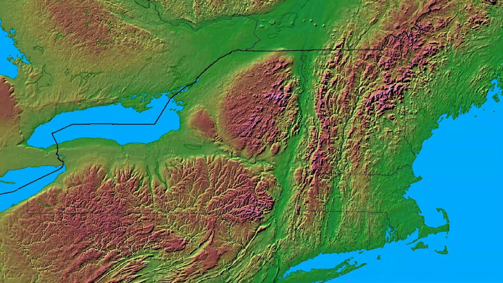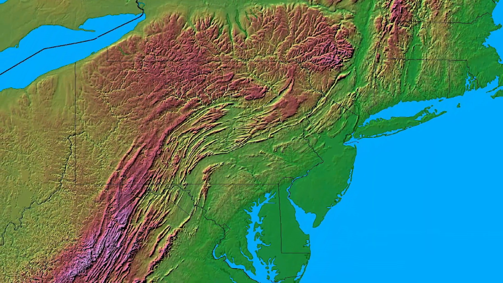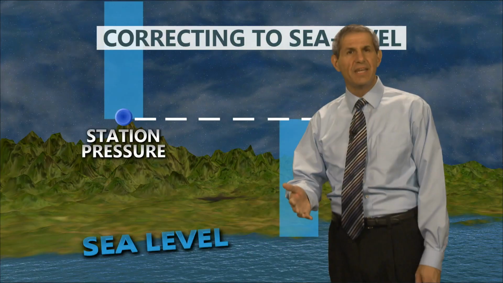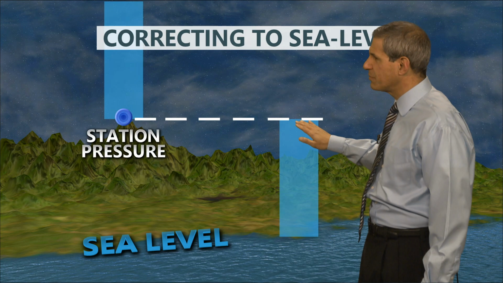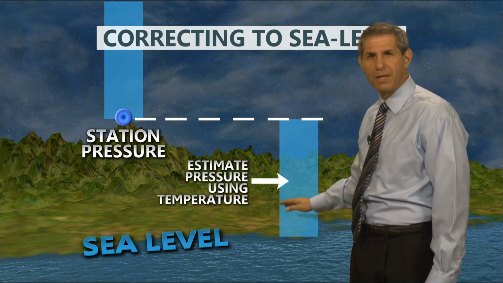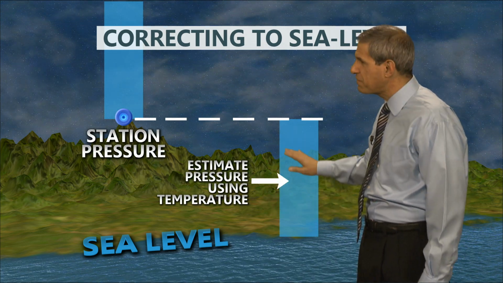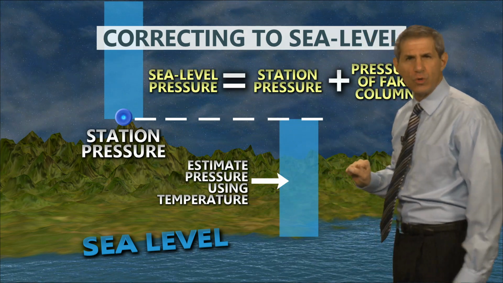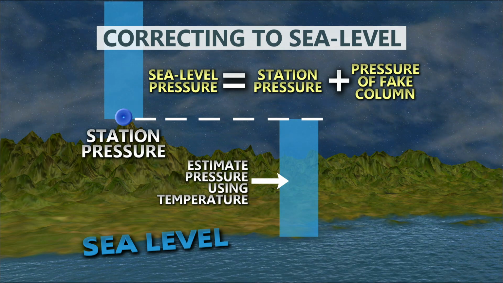To find the highs and lows that cause weather changes, we have to filter out the effect of elevation. We do this by adjusting all pressure measurements to the same elevation, which is chosen to be sea level. And here's how it works. Basically, we create a fictitious column of air that stretches from the altitude of the station to sea level, and then estimate the pressure in that column, mainly by estimating the temperature of that air. The pressure in that fake column is then added to the pressure measured at the station to get what's called sea level pressure. And that's what we report to you and show on maps.